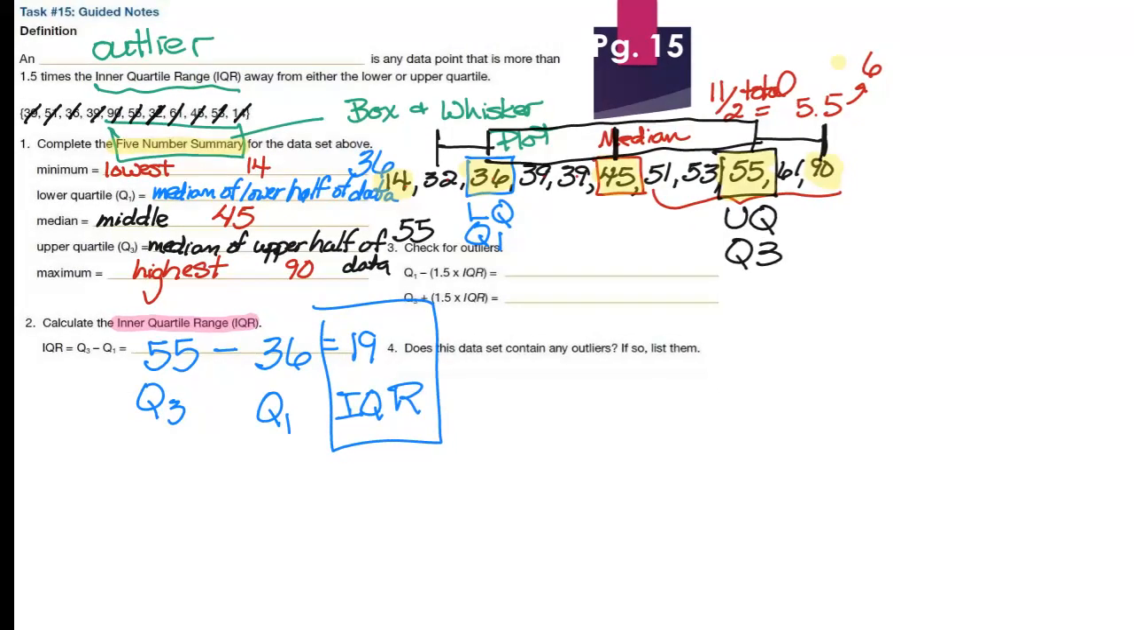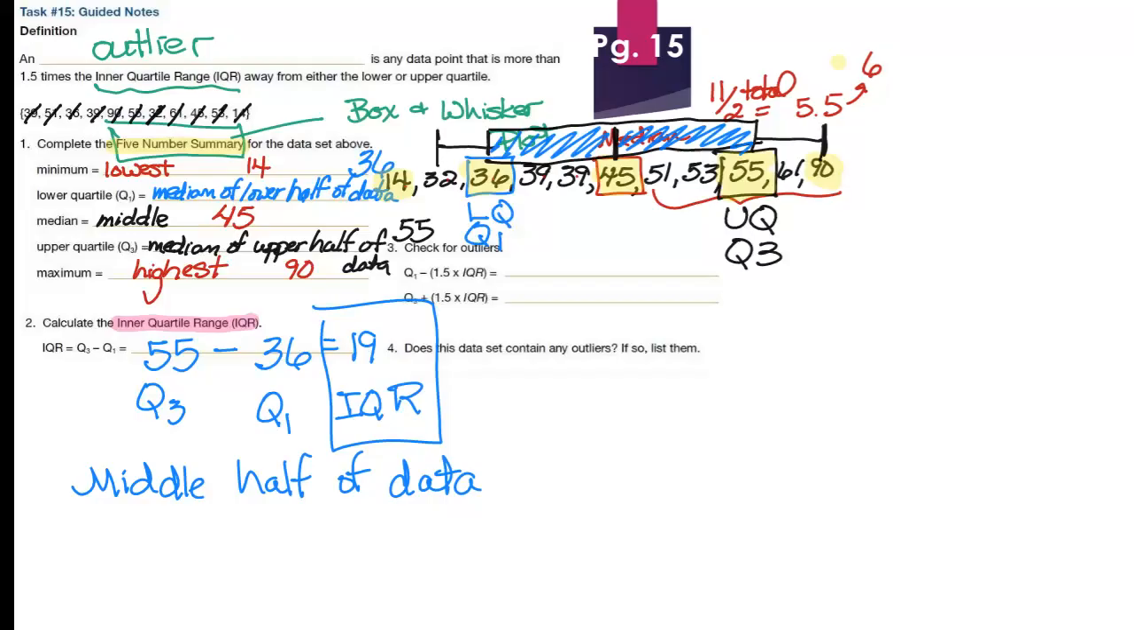Interquartile range. Basically, this means it is the middle half of all your data. And that is what you find in the box part of a box and whisker plot. That's the middle half of your data.